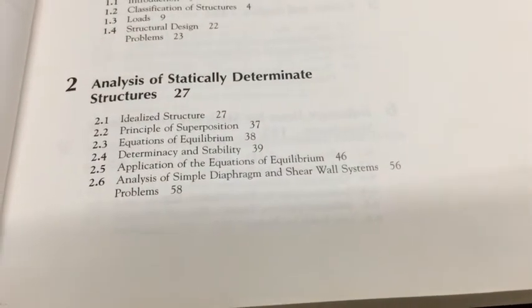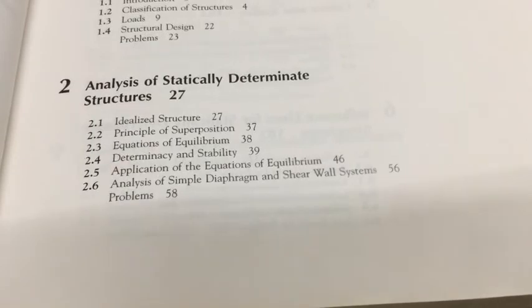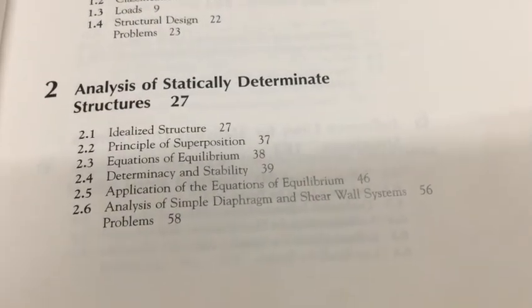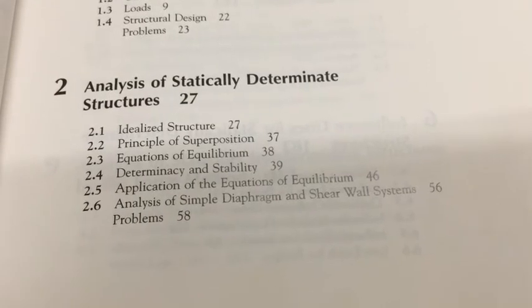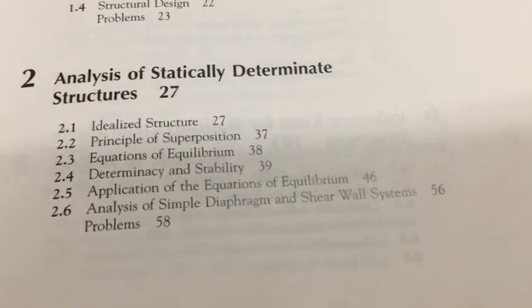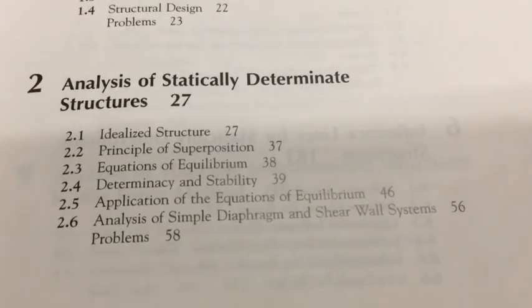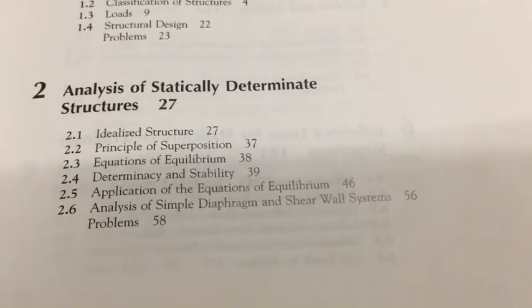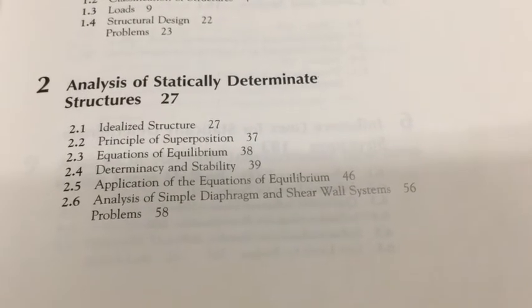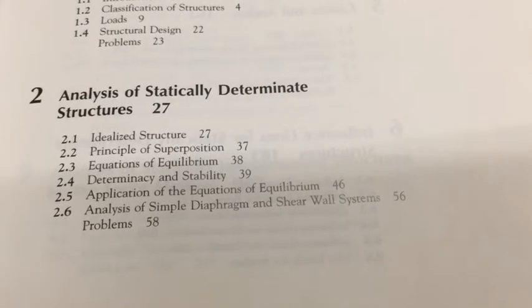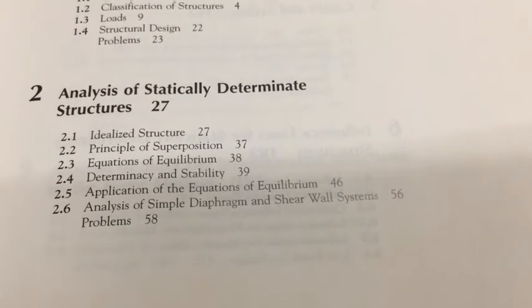6 items to study. One is the idealized structure. That's how we change the real structure to the model that we can use our theory and mathematics to solve. And then we're talking about the principle of superposition.